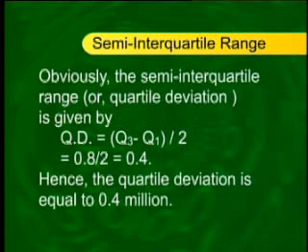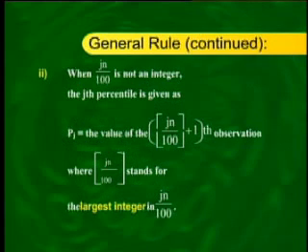But students, you remember that we were interested in the quartile deviation, which is none other than the semi-interquartile range. Therefore, all we have to do now is to divide what we just obtained, 0.8, by 2, and doing so, we obtain the quartile deviation equal to 0.4 million.